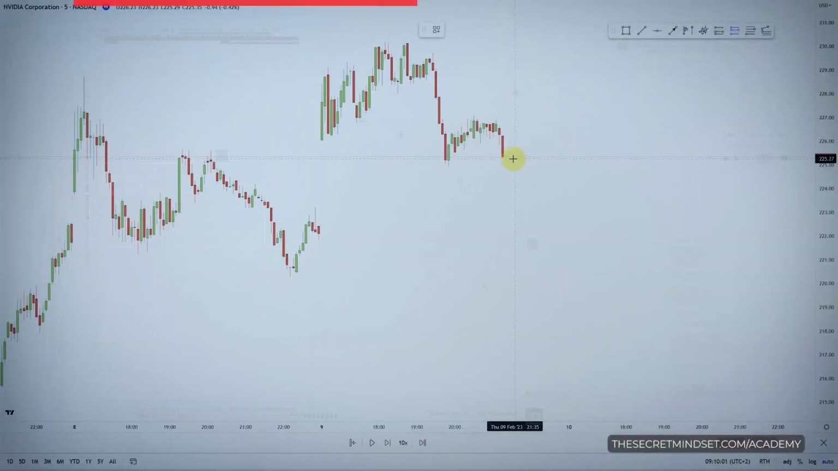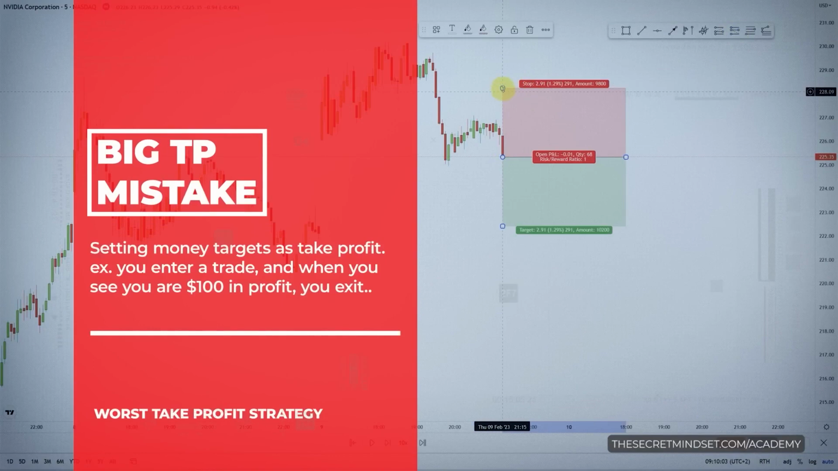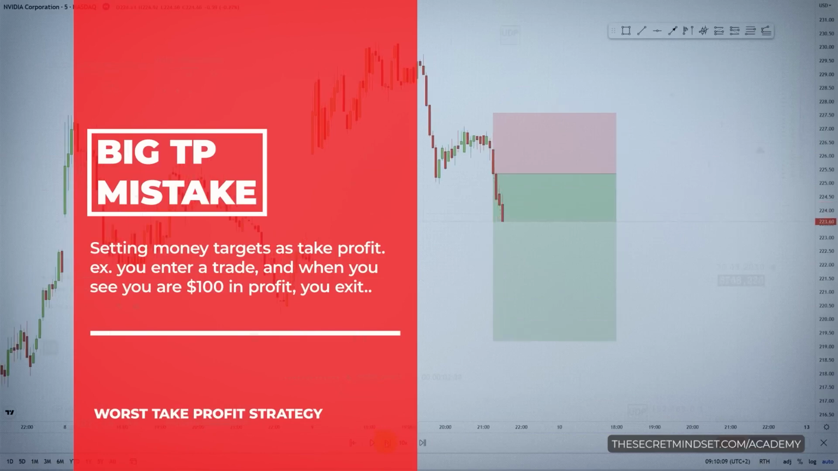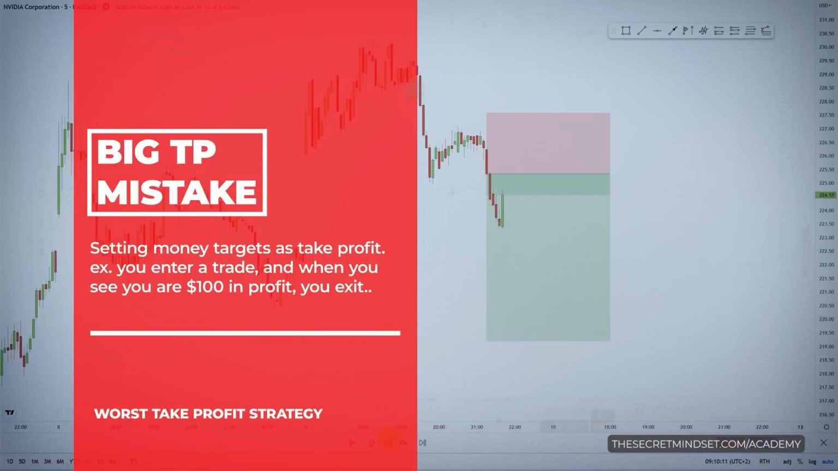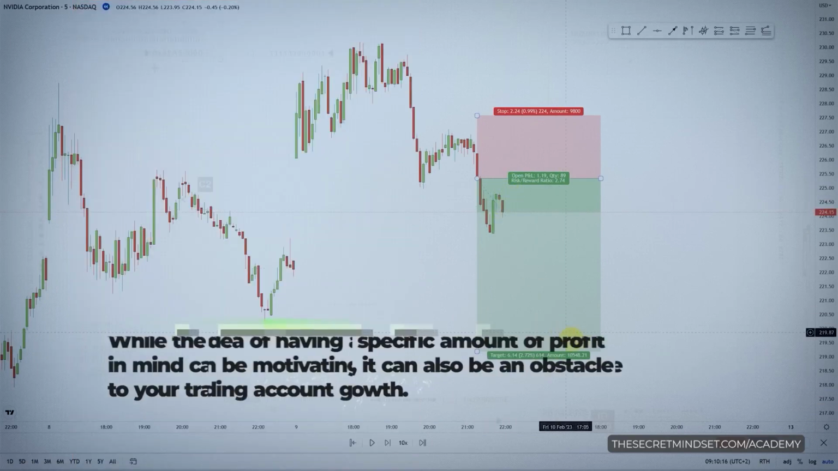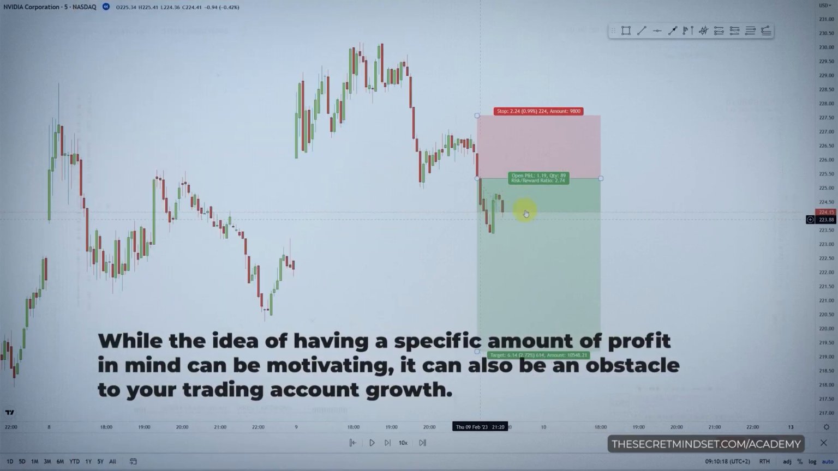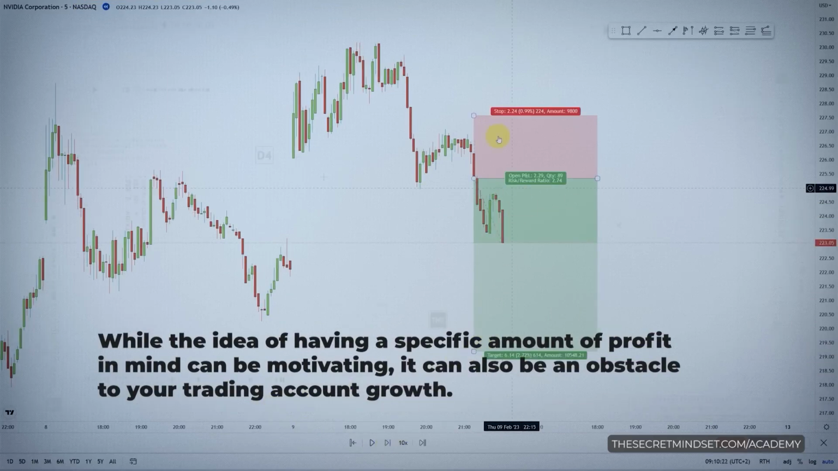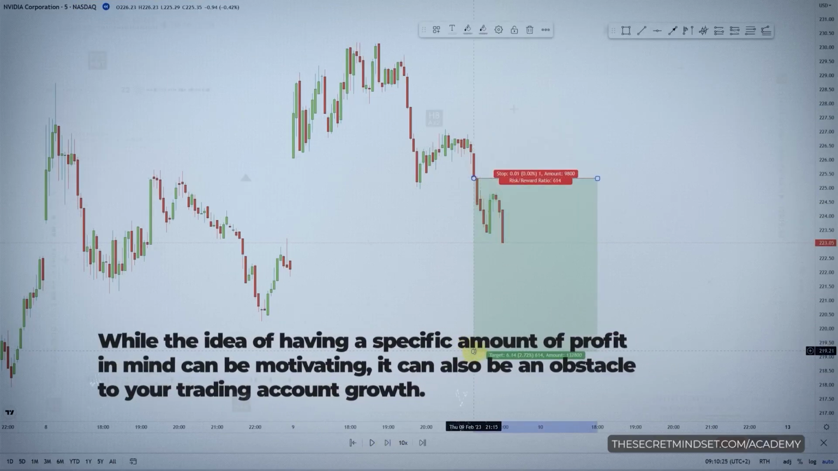Here's a common mistake. You see a trade opportunity, you enter, and you set a money target of $100. When you see that you are up $100, you exit, even though the price may have further room to develop. While the idea of having a specific amount of profit in mind can be motivating, it can also be an obstacle to your trading account growth.